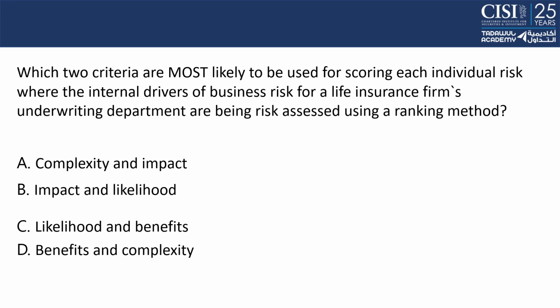Now, of course, the question can be simply answered just from the first sentence. Which two criteria are most likely to be used for scoring risks? So for scoring risk, we usually look at the likelihood and the impact. And we use that risk score in the ranking and rating method. Oh, sorry. I said C. Forgive me. Sorry. The answer is B. Half of you had a heart attack. Sorry. So it's the impact and the likelihood.